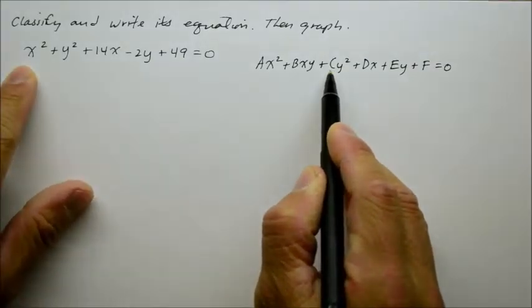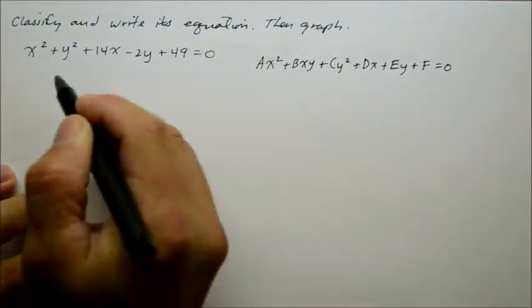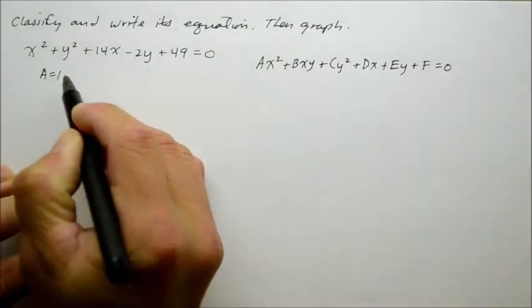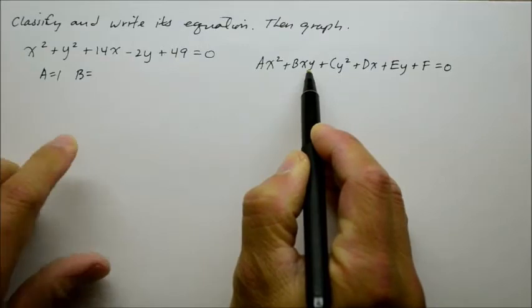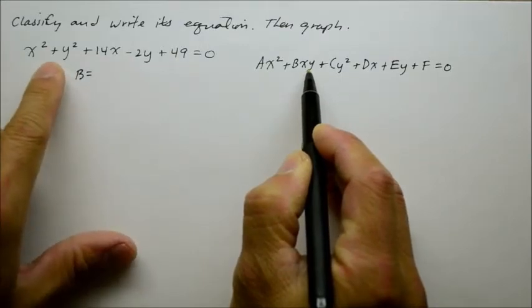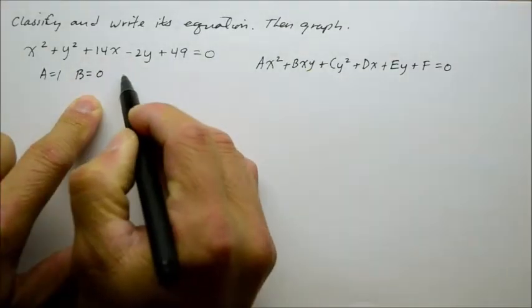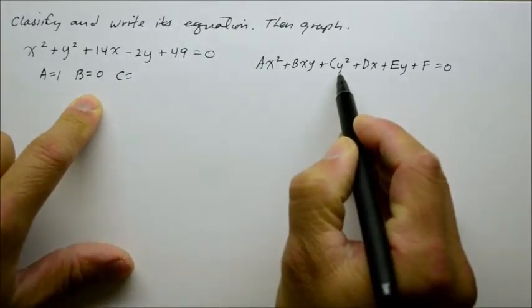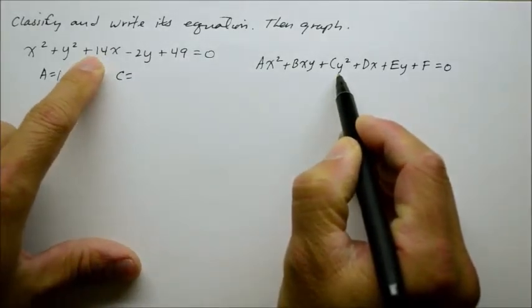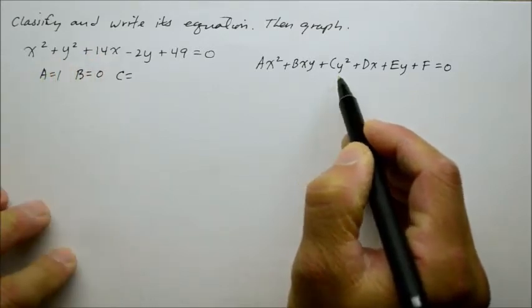Here, the coefficient for the x squared is the a, so that's 1. b, the coefficient for the x and y term, well, it's not here, so it's a 0. And the c, the leading coefficient for the y squared, is identified as 1. So c is 1.